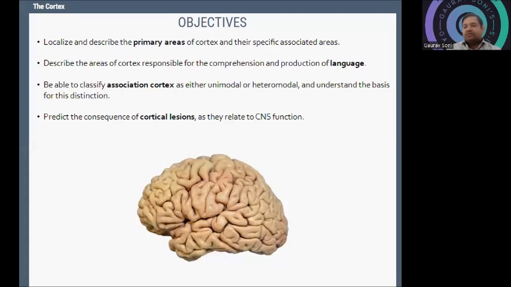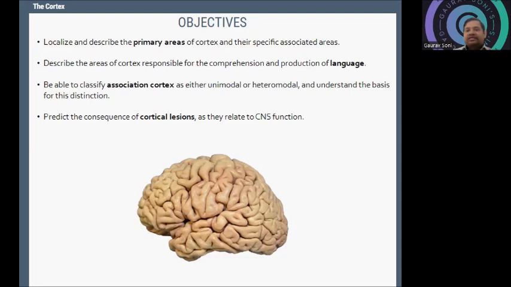We have already uploaded one video for introduction to the central nervous system. Now we are going to talk about it one by one, starting from today with the cortex. So what are the things we are going to learn here? Describing the primary areas of cortex and their specific associated areas; describing the cortex as responsible for comprehension and production of language; classifying association cortex as either unimodal or heteromodal; and predicting the consequences of cortical lesions. So one by one, we'll go through it.